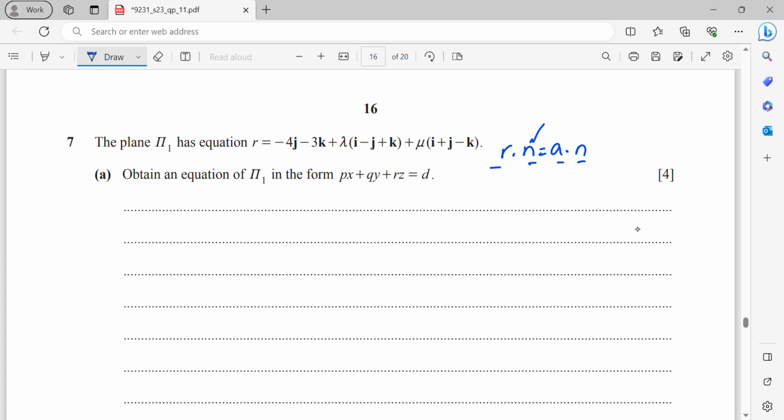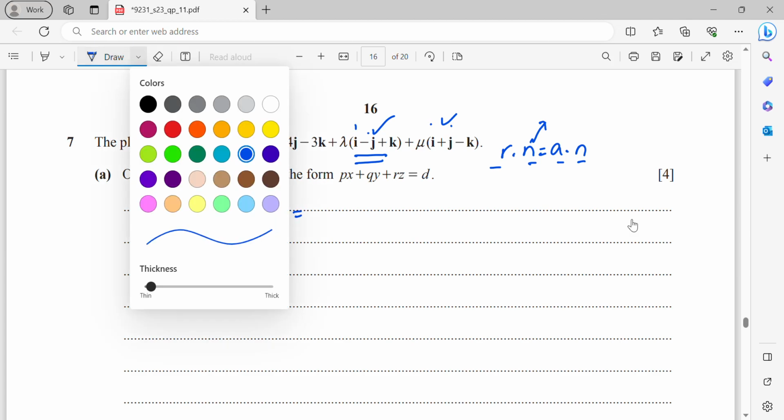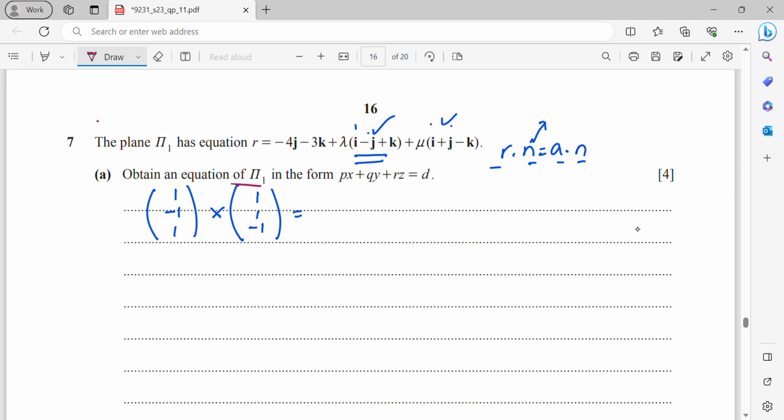So this n is basically perpendicular to these 2 vectors. To get the perpendicular vector, we need to use cross product. So the first vector will be 1i, negative 1j plus 1k, so I will write 1, minus 1, 1, cross. The second one is 1i, 1j minus 1k, so 1, 1, minus 1. When you solve this cross product, you fix the first row, then for the remaining you just use cross multiplication.